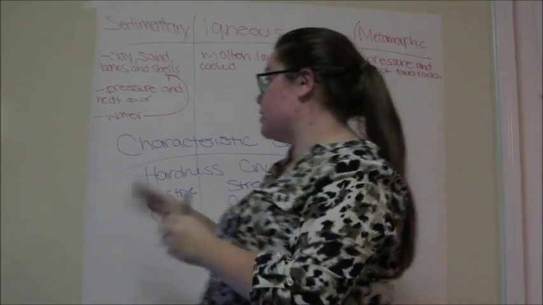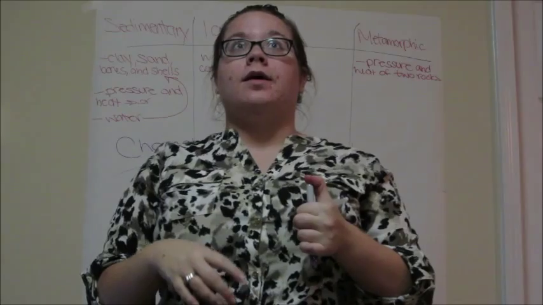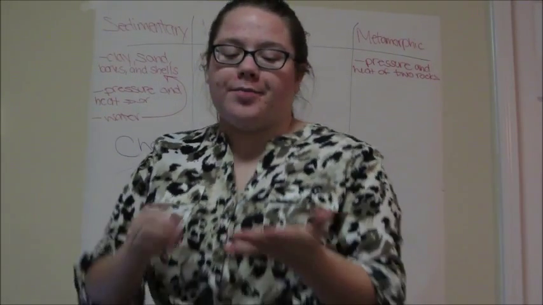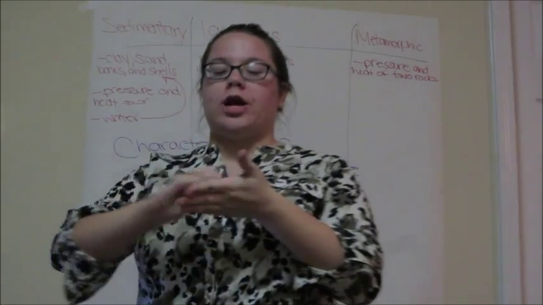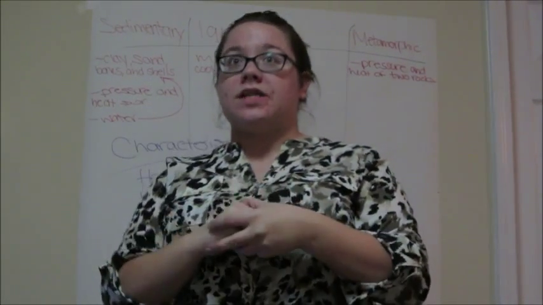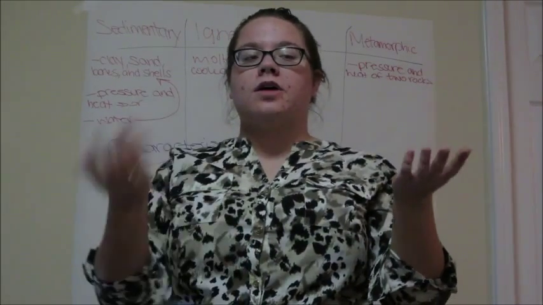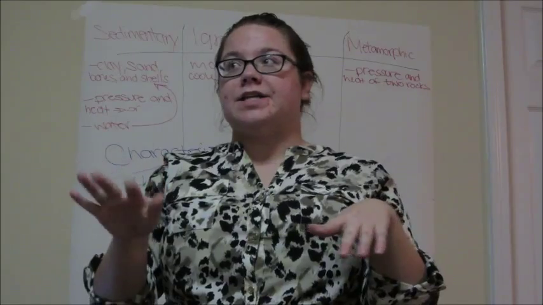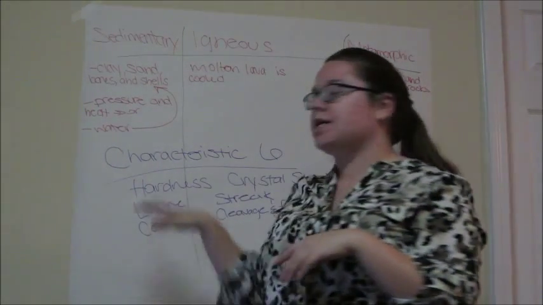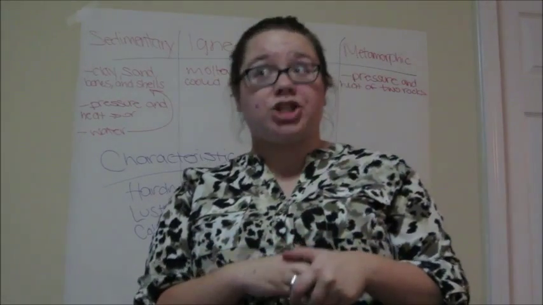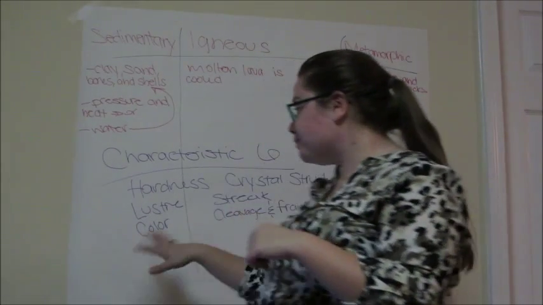We'll start with hardness. Hardness is when you test or scrape the rock against another rock, and if it leaves a mark or doesn't leave a mark, that means how hard or soft it is. There's a Mohs hardness scale that 1 is the softest and 10 is the hardest. Next, we'll move to luster. Luster means that there is either a metallic or non-metallic shine to this rock or mineral.